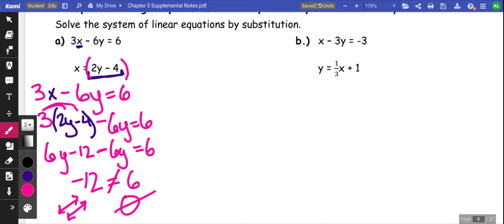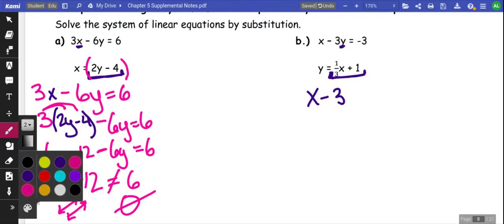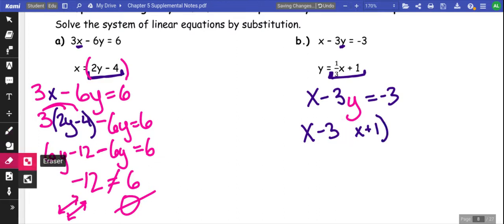Let's take a look at one that is equal. Let's see what the difference is here. Okay, so I have y is equal to 1/3 x plus 1. Let's see what happens when we plug in this y here in that equation. Okay, x minus 3y is equal to negative 3. I'm going to swap out that y with that 1/3 x plus 1. So x minus 3 times 1/3 x plus 1. Oh, I meant to color code that. It's going to bother me now if I don't.